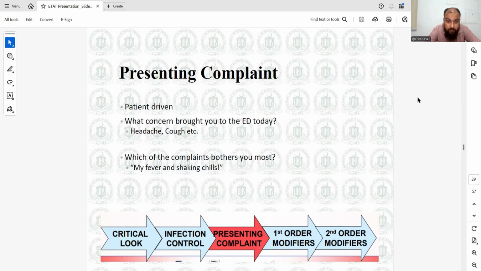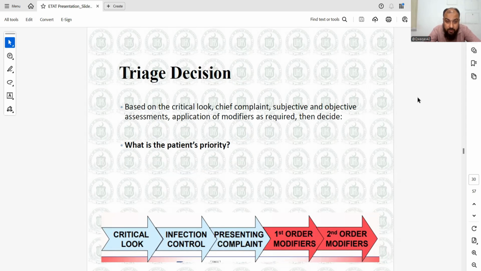Presenting complaint, patient-driven complaints. What concerns brought you to the emergency department today? Headache, cough. Which of the complaints bother you most? My fevers and the shaking chills. Triage decisions are based on the critical look, chief complaint, subjective and objective assessment, application of modifiers as required, then decide.